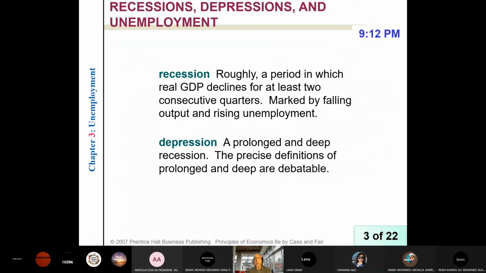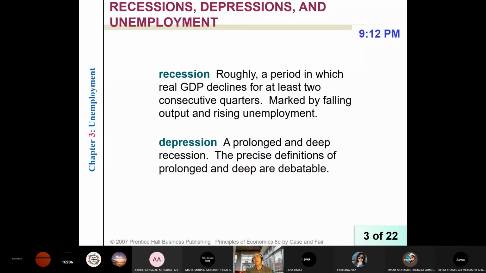Let me start with Farhana. Farhana, could you read this for me? Yes, doctor. Recession: roughly a period in which real GDP declines for at least 2 consecutive quarters, marked by falling output and rising unemployment. Okay, so we call the country entering into recession if a decline in the level of economic activities continues for at least 2 consecutive quarters or 6 months. Shorter than this, it is because of seasonal reasons, such as the summer season.